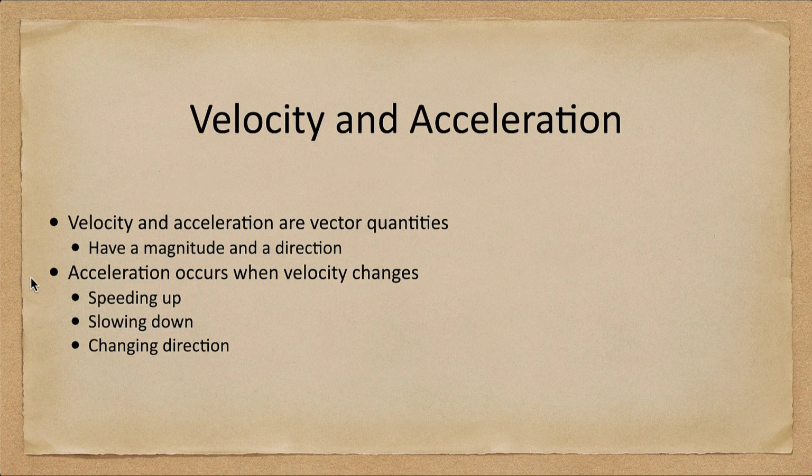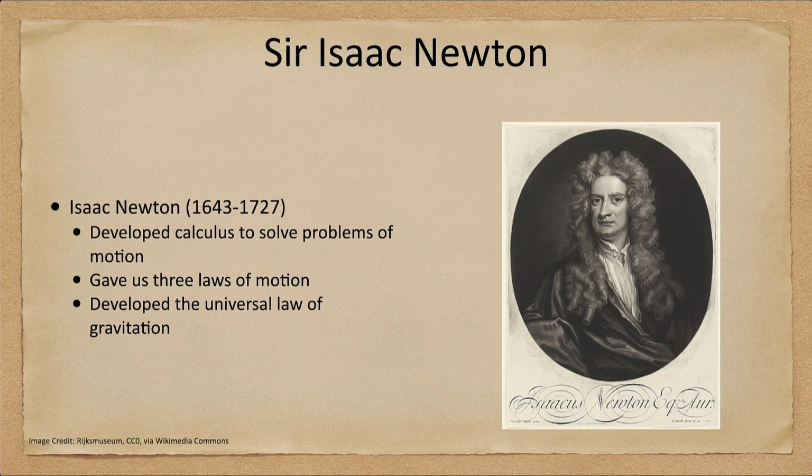So let's move on and talk about Sir Isaac Newton and a little bit about what he gave us. Sir Isaac Newton, pictured here, gave us a number of things, including the calculus as a way of solving his problems of motion and gravity. He gave us three laws of motion that we will talk about shortly, and the universal law of gravitation that we will be looking at. Those are just a few of the things that he did, but the ones we want to focus on for this class.